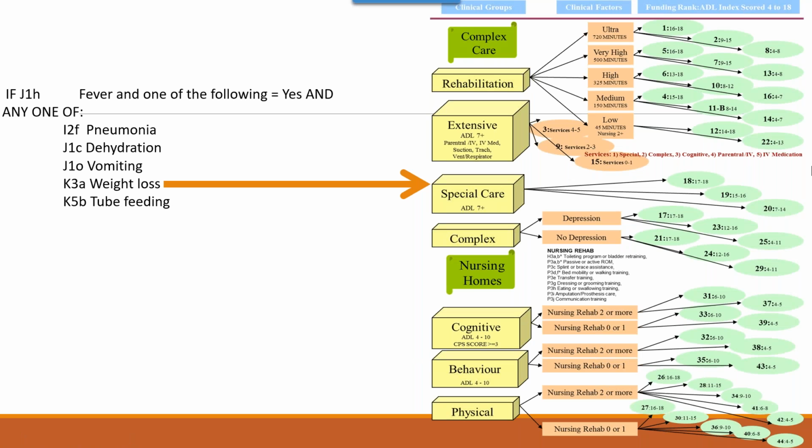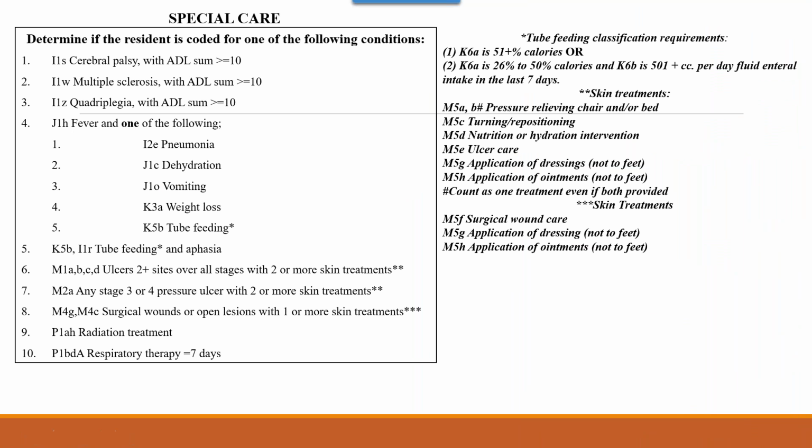Group depends on your ADL index score. So remember, ADL goes from 4 to 18, 4 being independent, 18 being totally dependent. And you can see that you move up the scale to a higher level of funding if you're more ADL dependent. And if you look at that special care group, you can see there's a large number of factors, 10 different factors altogether that could put you into the special care group.